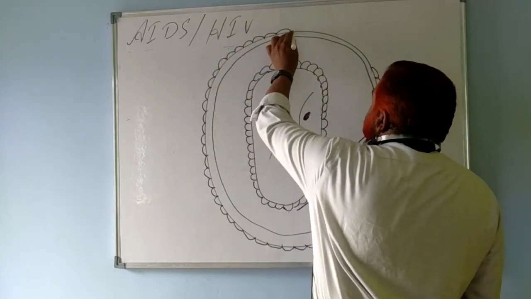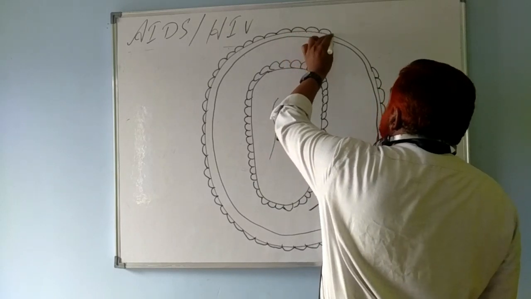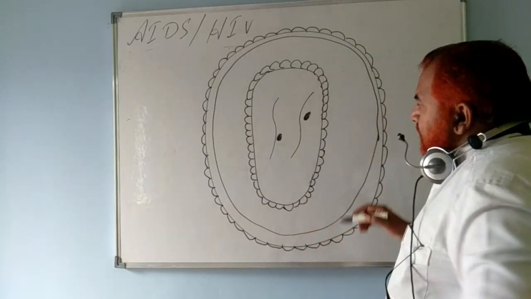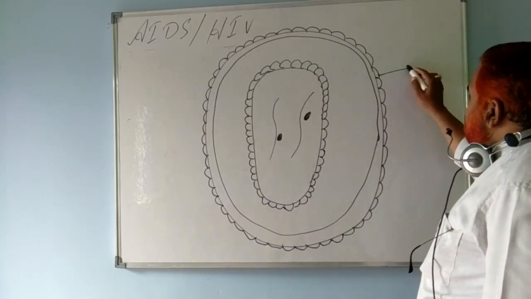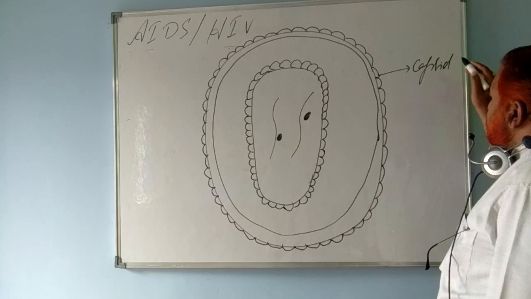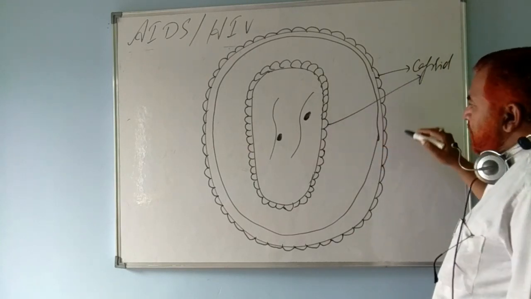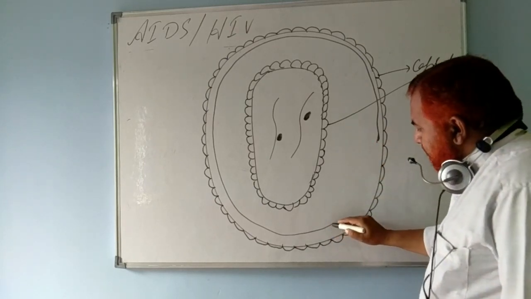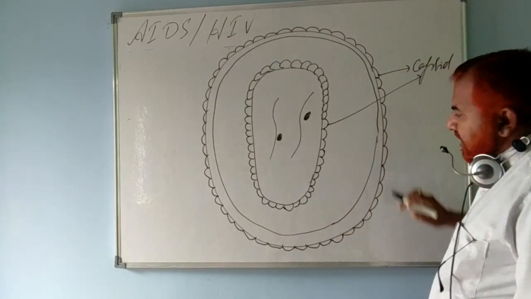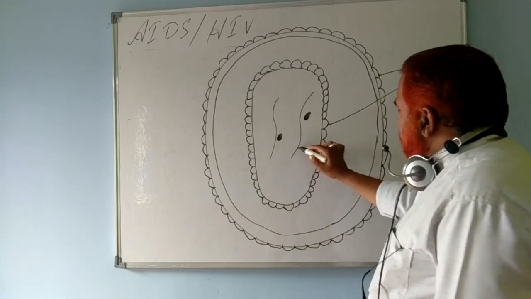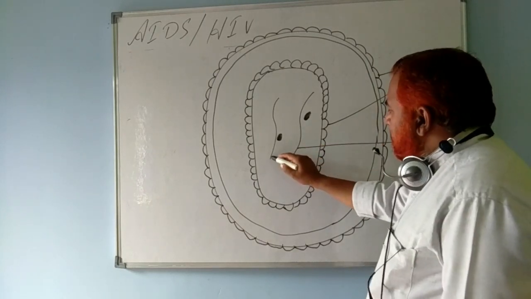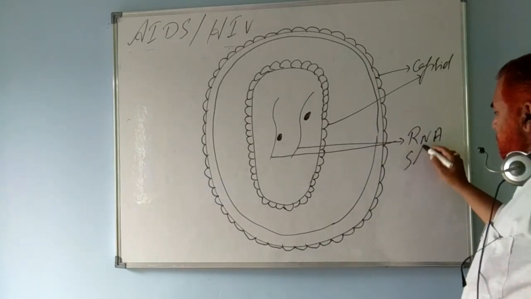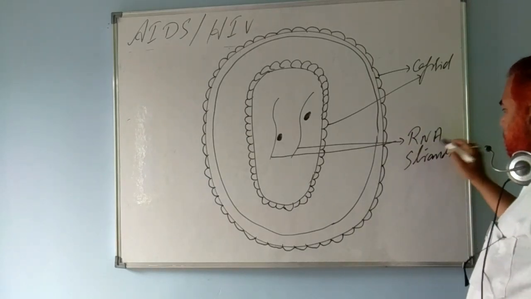So this virus is covered by two protein coats. How many protein coats? Two protein coats. One is inside, the other is outside. Now let's label. This is what is known as capsid or protein coat. This is one layer. This is also a capsid protein coat. Different proteins, P17 proteins, P24 proteins. Right? Clear? Then this is a strand, this is a strand. Both of them are RNA strands.